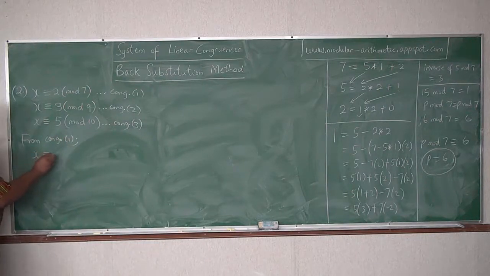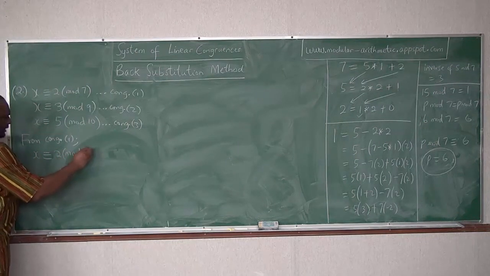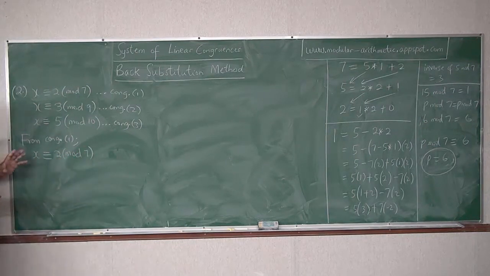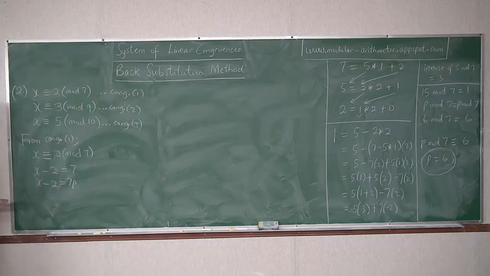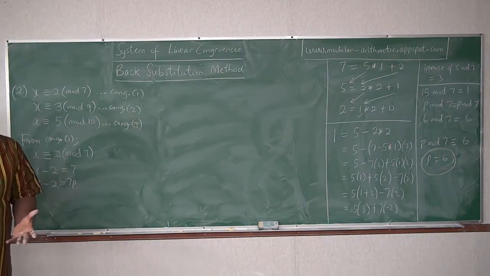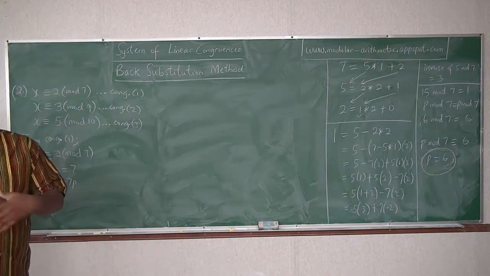X is congruent to 2 in mod 7. Let us convert it to an equation. And so x minus 2 is equal to 7. Okay, that is what it means. You saw it. Now also, x minus 2 is equal to 7p, where p is a positive integer greater than 0.